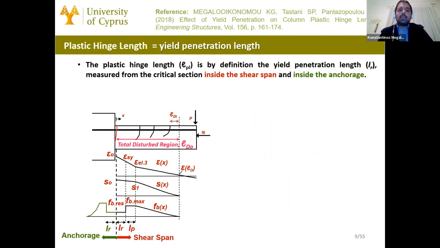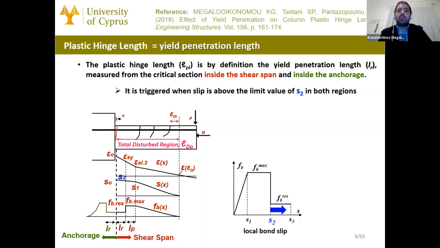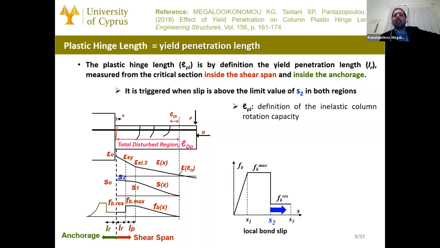So the plastic hinge is then the length where we have the yield penetration length inside the shear span, inside the anchorage, where we have the residual bond strength, as you can see in the figure, and is triggered when the slip in the local bond slip law has a value greater than S2 in both regions. And having the plastic length, of course, we can calculate the column rotation capacity.